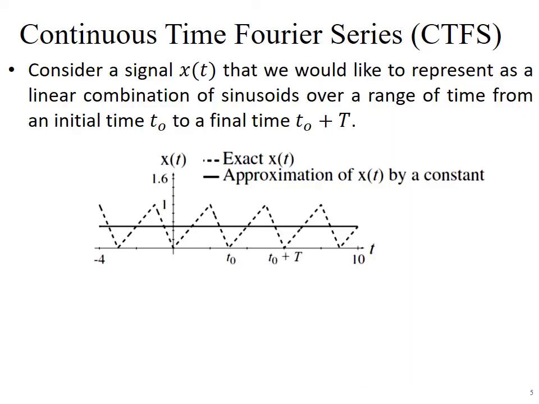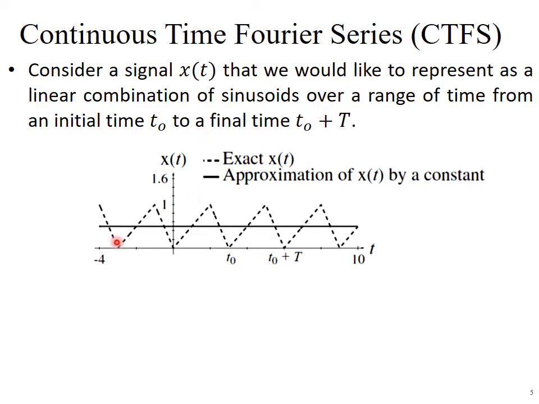into complex exponentials. So let us have an example to clearly understand what Fourier series means. Let us consider a signal x of t, which is a triangular waveform, or a sawtooth waveform to be precise. This waveform in the dotted line is x of t, right? And let us represent this x of t as a linear combination of sinusoids, right?